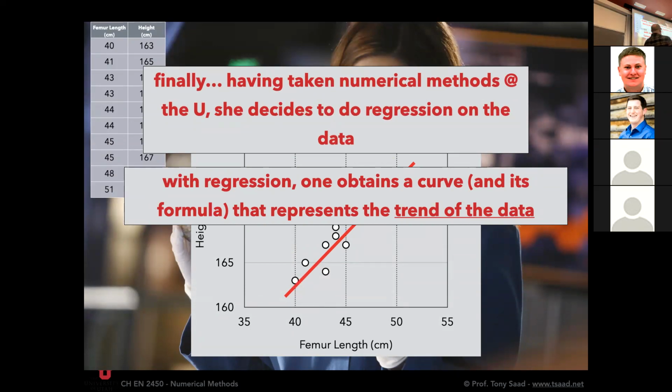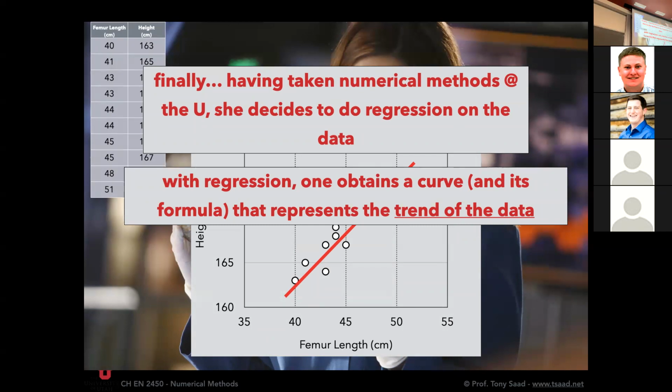With regression, one obtains a curve. It doesn't have to be a straight line. A straight line is a special case of a curve. With regression analysis, you can obtain a curve, could be a straight line or any other curve, and the formula for that curve. That's the punchline here: it represents the trend of the data. What is the data doing? Capture the trend of the data rather than capturing each and every point exactly.